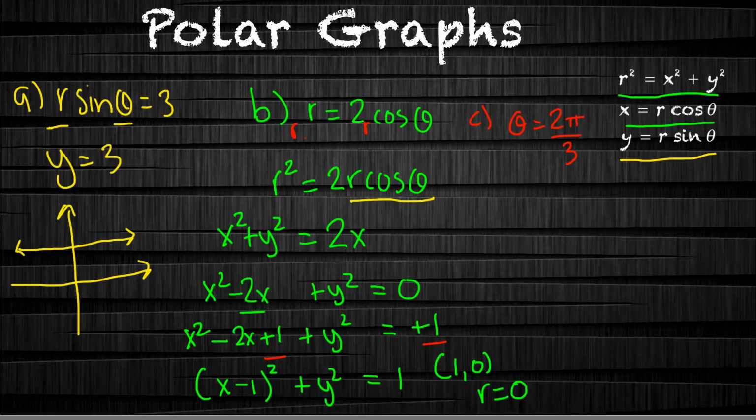Now this third one, it may not be so apparent what type of graph it is or what equation it makes, but it just says theta is equal to 2 pi over 3. So if we recognize that 2 pi over 3 is the same as 120 degrees, then we can draw, let's just say, a line right there, and that's going to be 120 degrees.